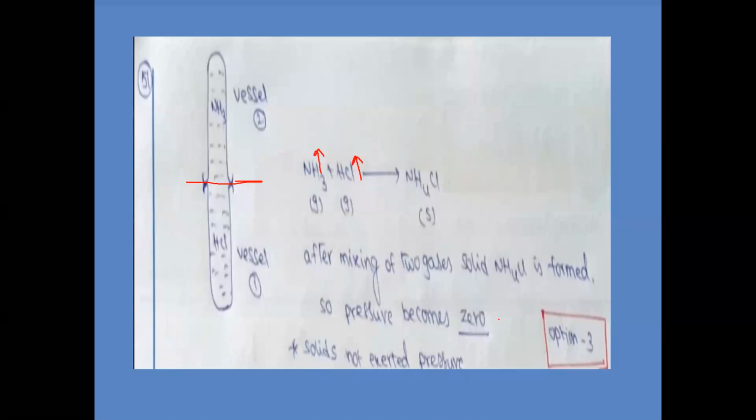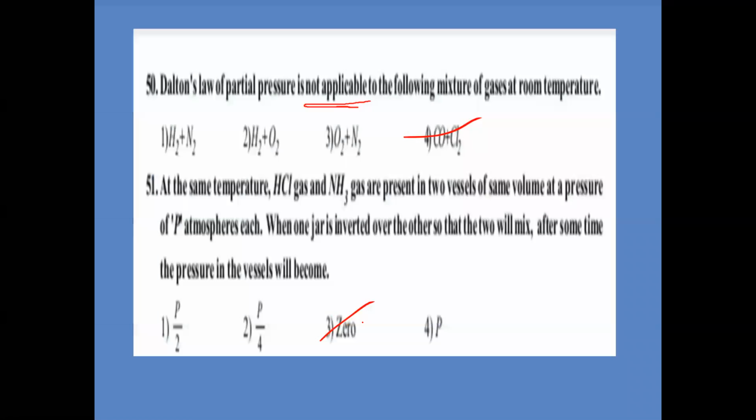So the pressure becomes zero. The pressure exerted by solid will be zero. So solids do not exert any pressure. Therefore, we have to take the total pressure as zero. Remember, solids do not exert any pressure on the walls of the container. Only gases will exert pressure here.